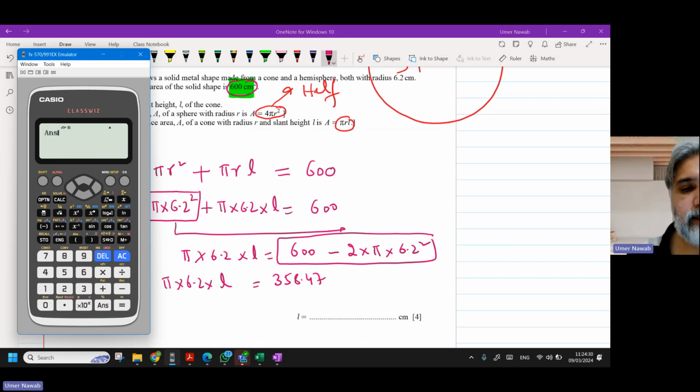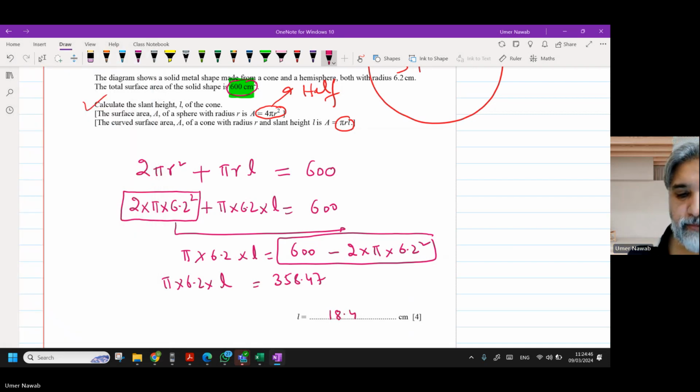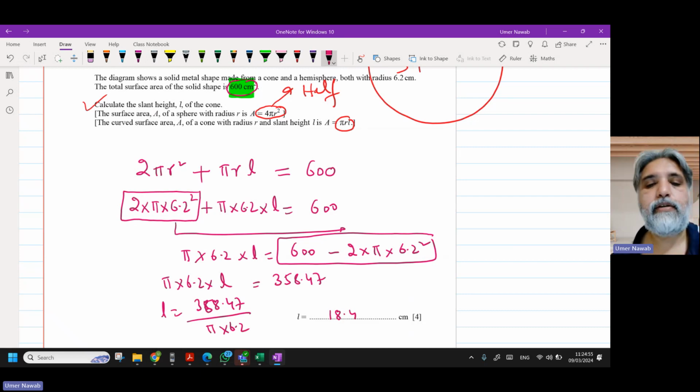So I'm going to use it as an answer divided by, put the brackets please, pi times 6.2, or it's better to write a fraction. So L is equal to 358.47 over pi times 6.2, and then it gives me 18.4. And then I get my answer.